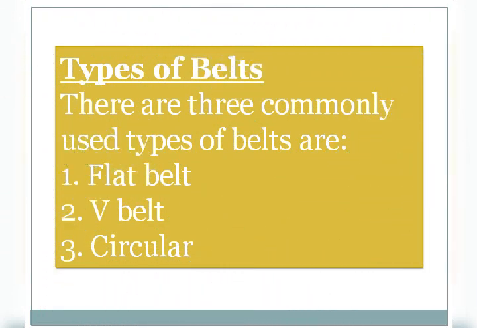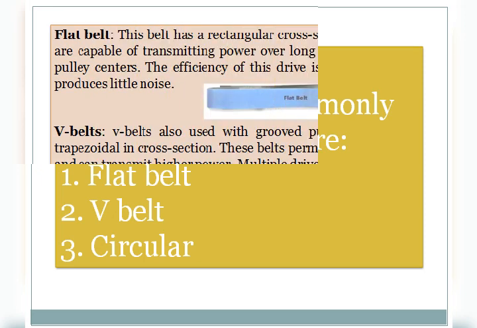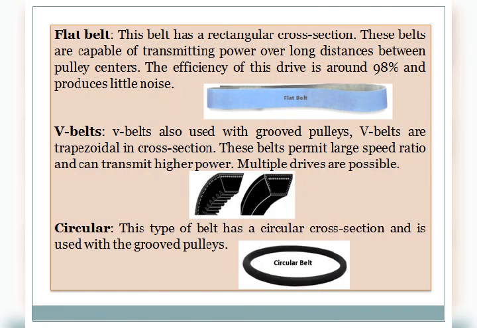Now, types of belts. Generally, belts are classified into three categories such as flat belt, V belt, and circular belt. And we are going to use different types of belts according to our applications. Now, flat belt. In this figure, it gives the idea. This belt has a rectangular cross section. These belts are capable of transmitting power over long distances between pulley centers.